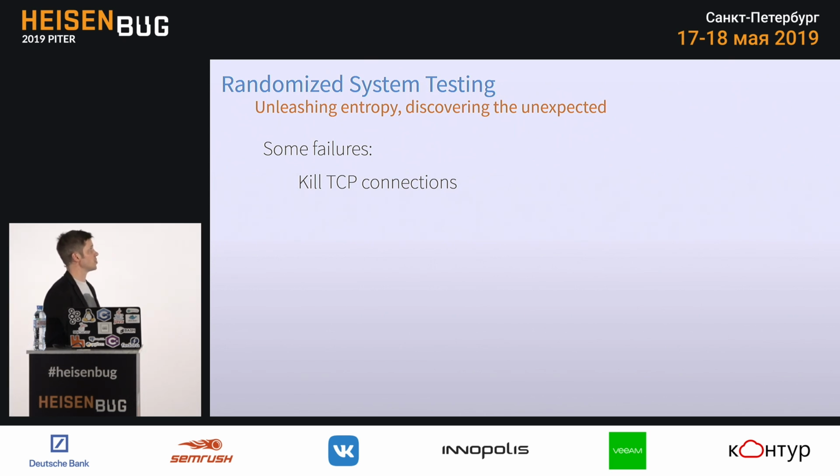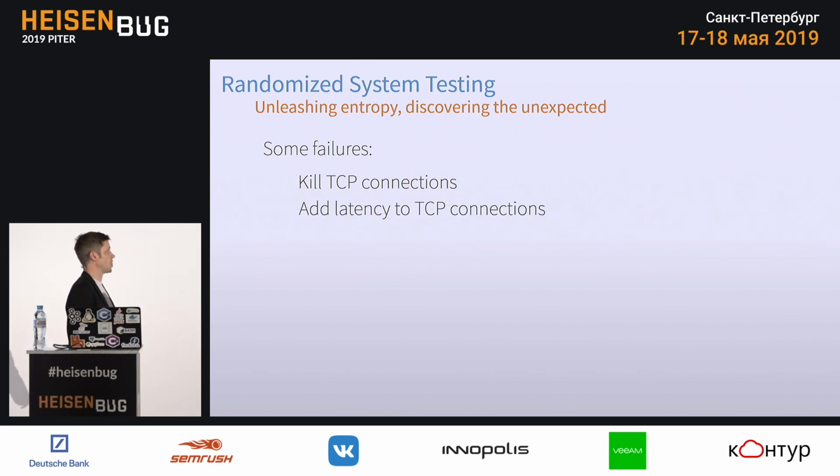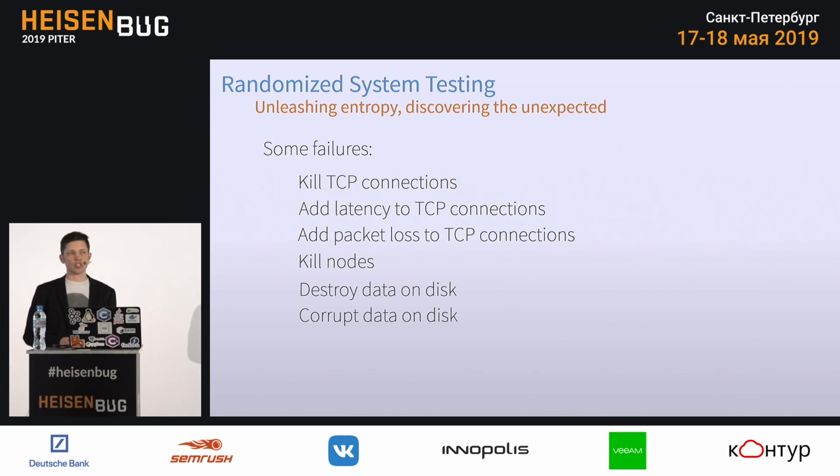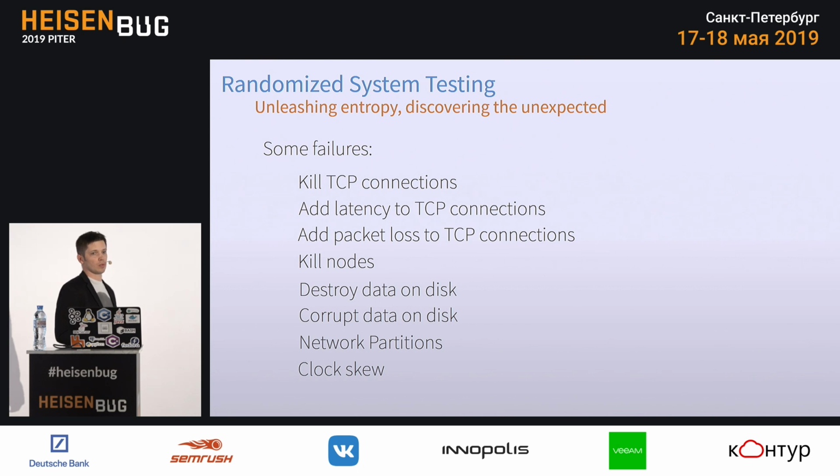We can kill TCP connections, we can add latency, we can introduce packet loss, we can kill nodes, we can destroy data, we can corrupt data, which is really nasty, and a lot of systems cannot cope with that. We can do things like network partitions, we can do clock skew, so different servers have a different idea of what the time is.